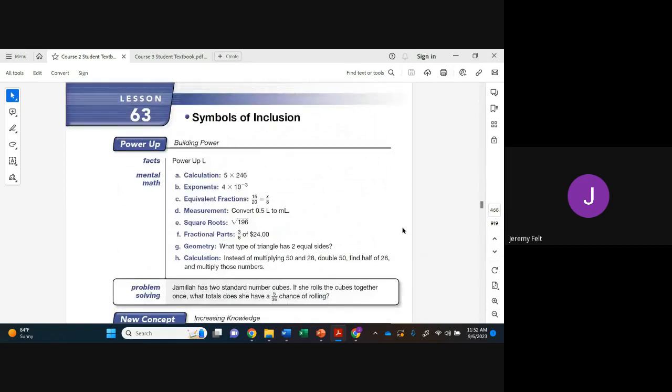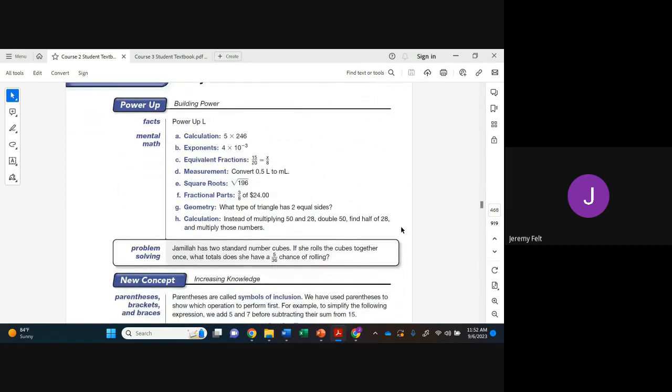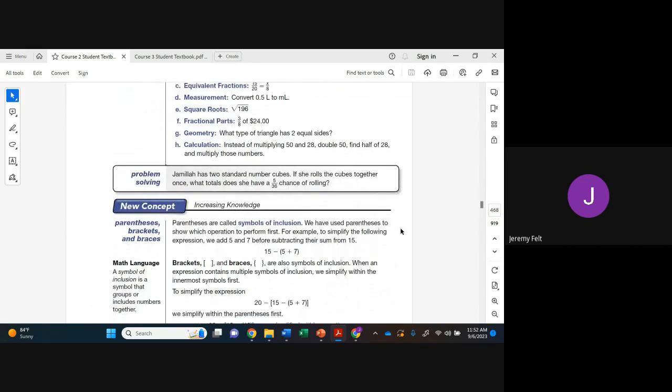Lesson 63, we're looking at symbols of inclusion. So again, usually in our order of operations, we say, please excuse my dear Aunt Sally, or PEMDAS, we say parentheses, but that's not an all-encompassing term because we have more grouping symbols than just parentheses, as we've seen in some of our problems. Sometimes we have brackets and braces and parentheses all within each other.